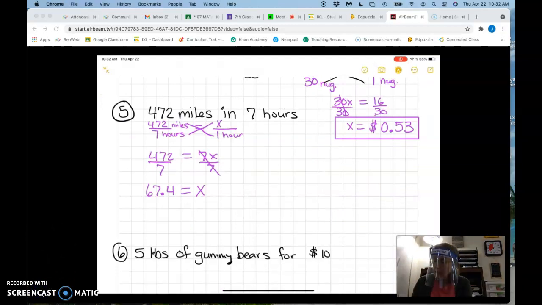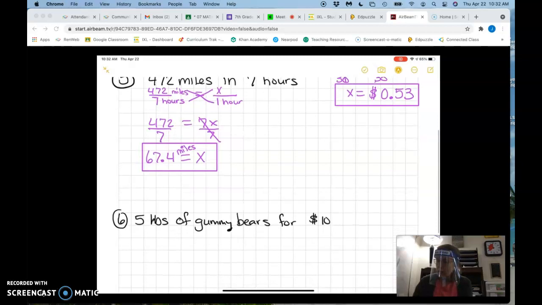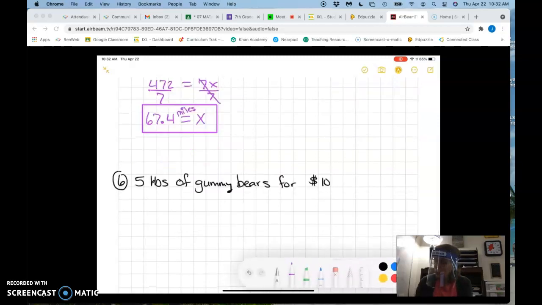Okay, so we got 67.4, and remember we're talking about miles. So they can travel 67.4 miles in 1 hour. And the last one says 5 pounds of gummy bears. I'm going to fix this because it's messy.